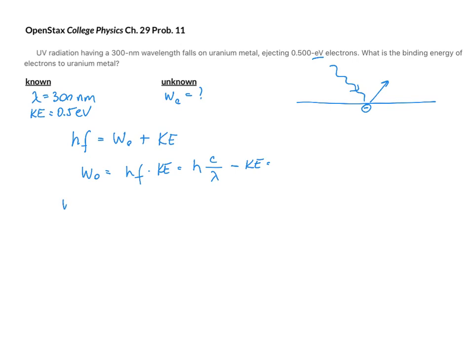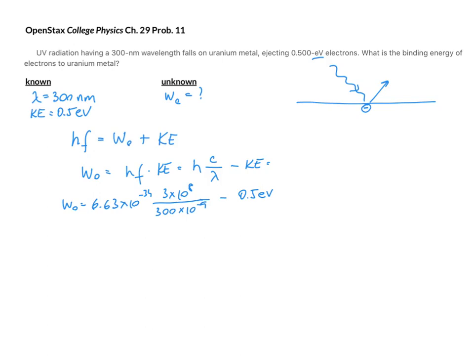So we know that h is the Planck constant, and that's 6.63 times 10 to the negative 34. c is 3 times 10 to the 8th meters per second. The wavelength is 300 nanometers, so that's 300 times 10 to the negative 9th meters, minus the kinetic energy. That is in electron volts, 0.5 electron volts, but we have to convert that from electron volts to joules because the quantity we have over here is in joules, since joules are the SI units.